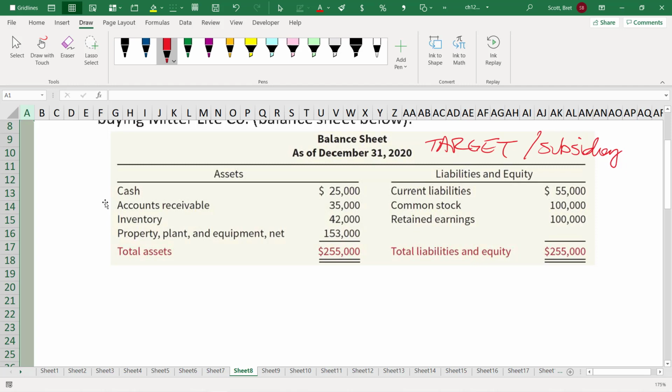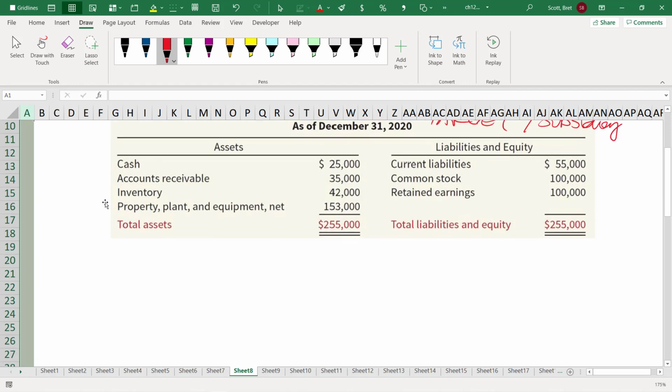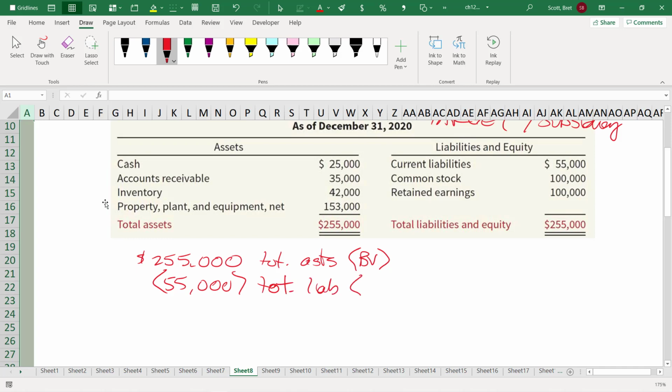In this situation here, our target, Mineral Light, has total assets of $255,000. Total assets. Now that's from a book value perspective. That's what's in the company's books. Okay, that's in the ledger. It also has 55,000 in total liabilities. That's also the book value.